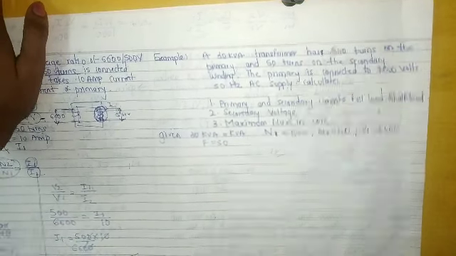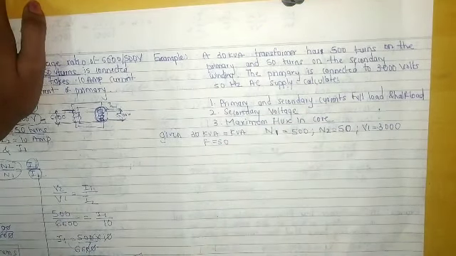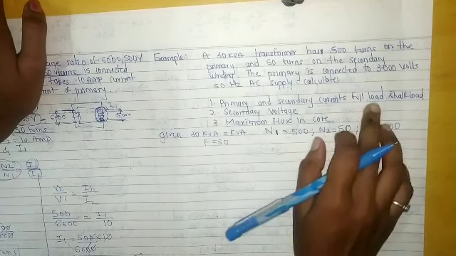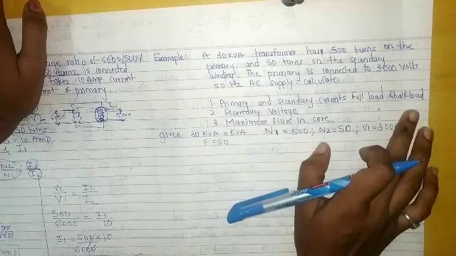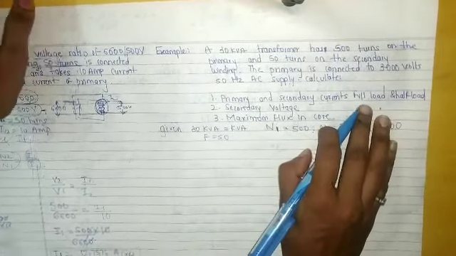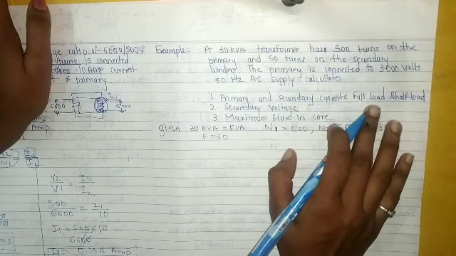So what we have to find is the primary and secondary current. But they have given full load and half load. Right, so I will tell you how to find full load and half load. First we will find the full load.